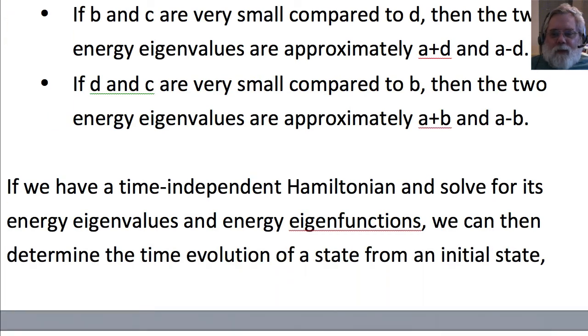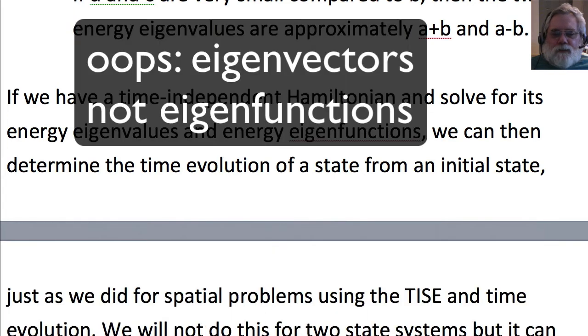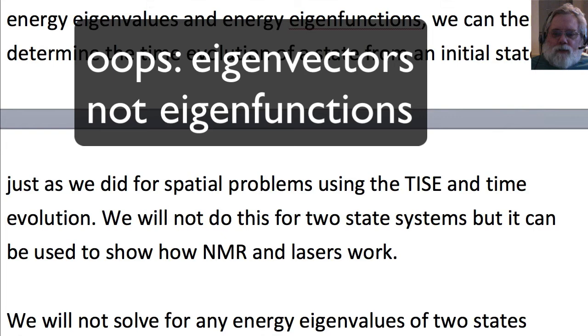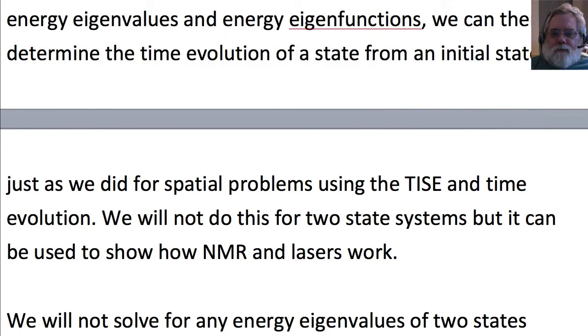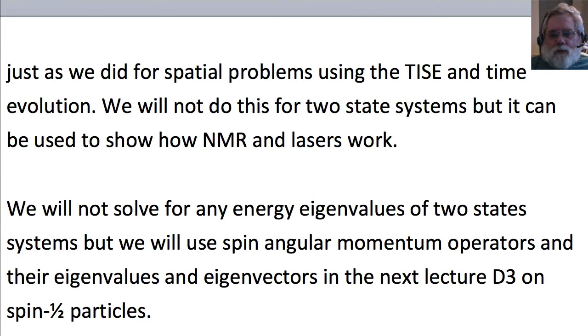If we have a time-independent Hamiltonian and we solve for its energy eigenvalues and energy eigenfunctions, we can then determine the time evolution of a state from an initial state, just as we did for spatial problems, starting with the time-independent Schrödinger equation and then using time evolution. We're not going to do this for two-state systems, but it's not that difficult to do. And it can be used in problems to show how nuclear magnetic resonance works and how lasers work. We're not going to do that, however.